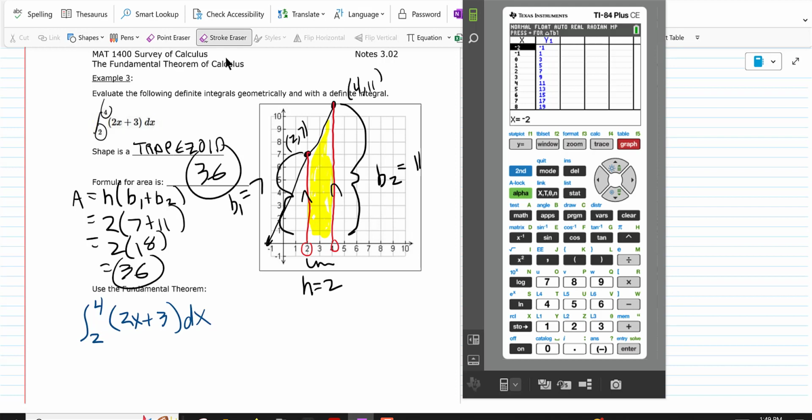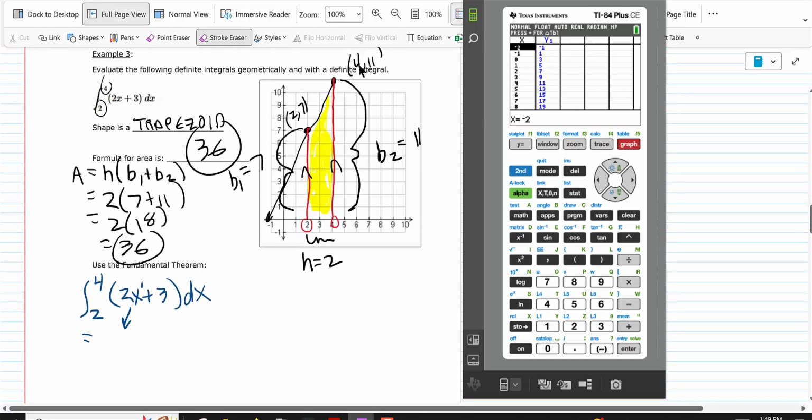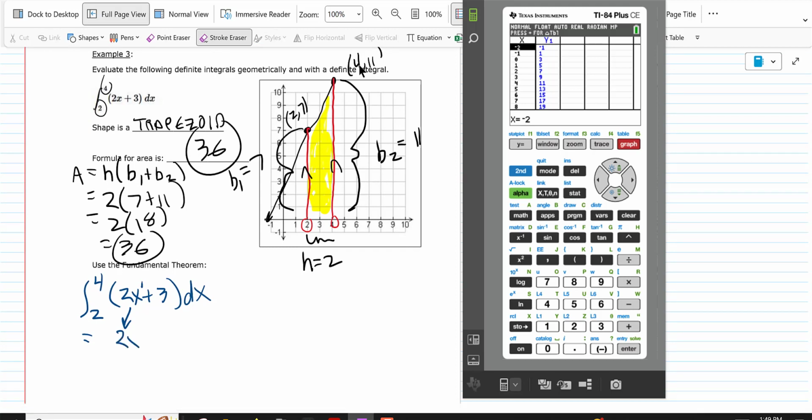Okay, so here's how you do this now. How do you do the antiderivative of 2x to the first? Power rule, 2x to the second over 2. What's the antiderivative of 3? 3x, and then put your bar and then put the 2 to 4.